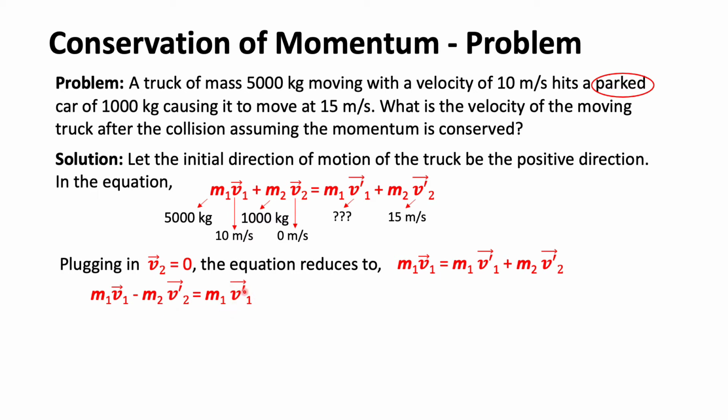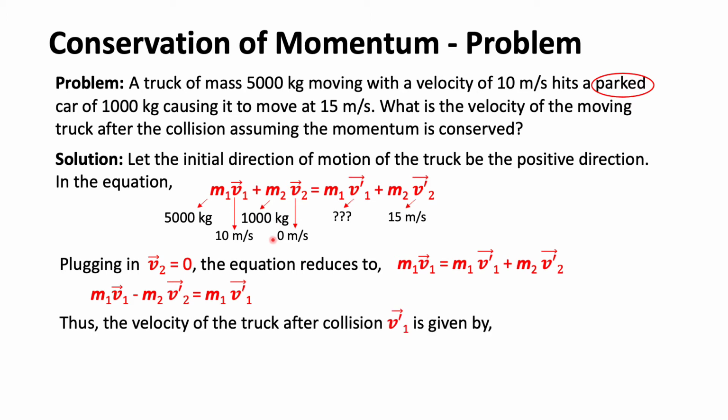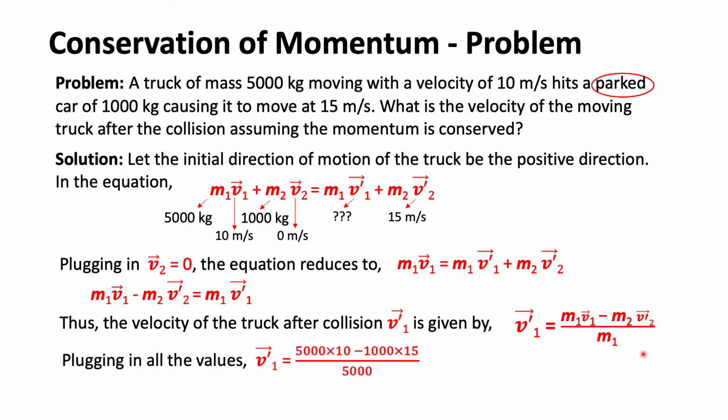Why? Because we need to find the value of v1 prime, because that's what's asked in the question. We need to seek the solution that's asked. So the expression for v1 prime finally becomes m1 v1 minus m2 v2 prime divided by m1. Plug in the values and you get v1 prime as 7 meters per second, which is the velocity of the truck after collision.